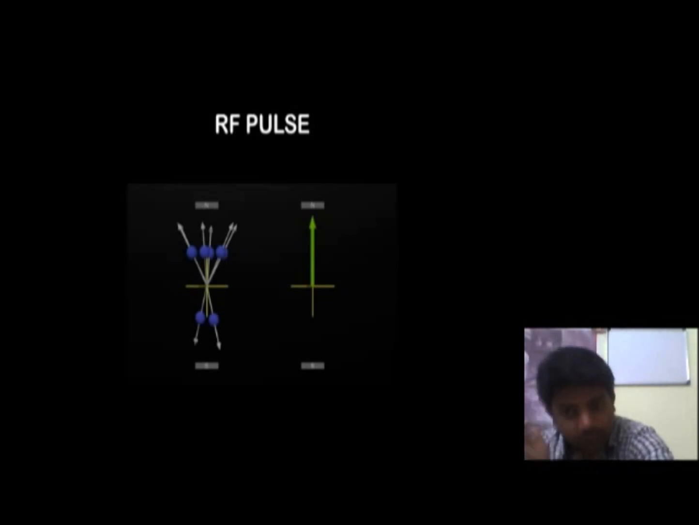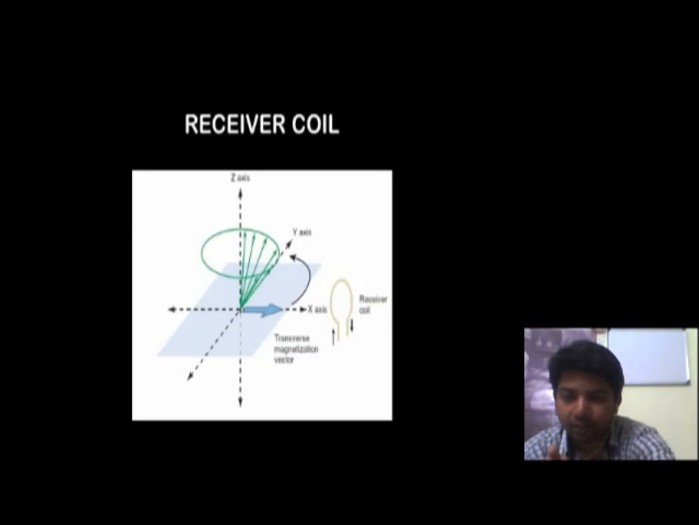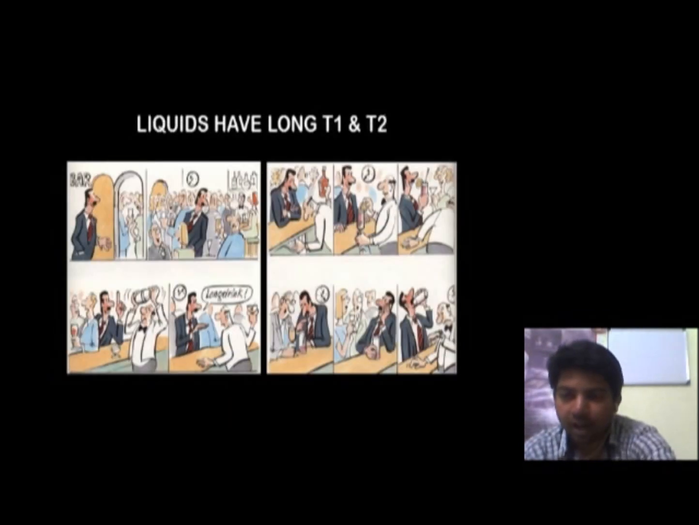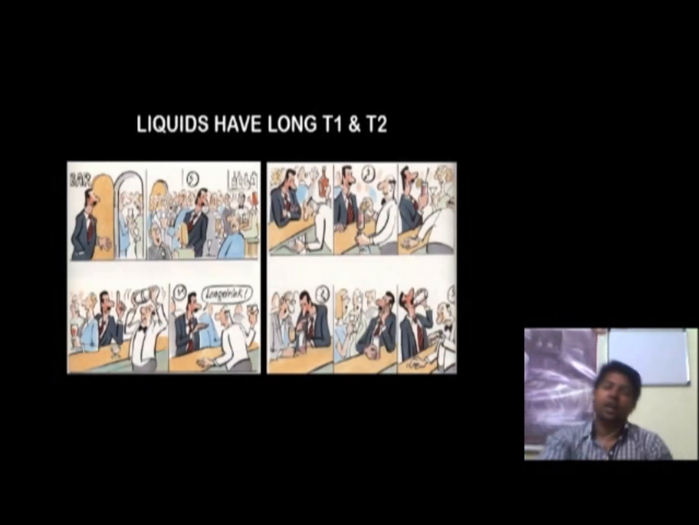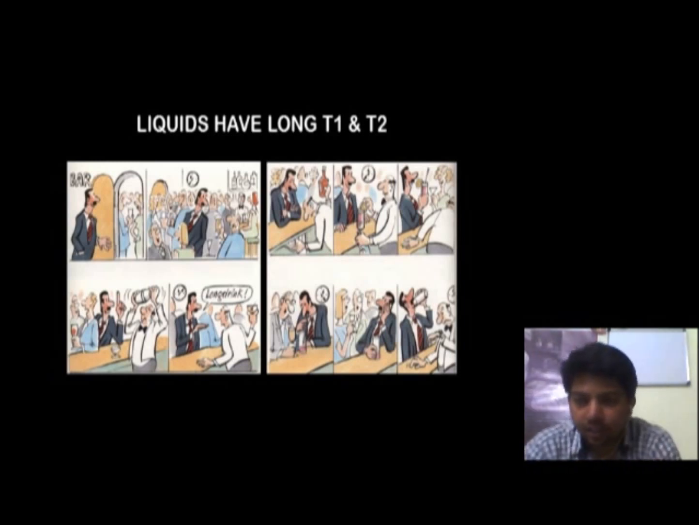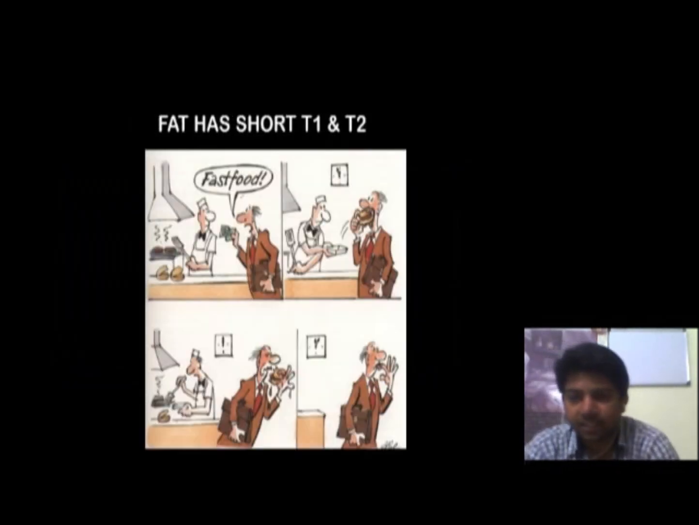this magnetic vector changes from the longitudinal magnetization vector to a transverse magnetization vector. When it changes from longitudinal magnetization vector to a transverse magnetization vector, the magnetic vector is calculated using a receiver coil, and depending upon the signal, an image is formed. Generally, liquids have a long T1 and T2 time, whereas fats have a short T1 and T2 time.